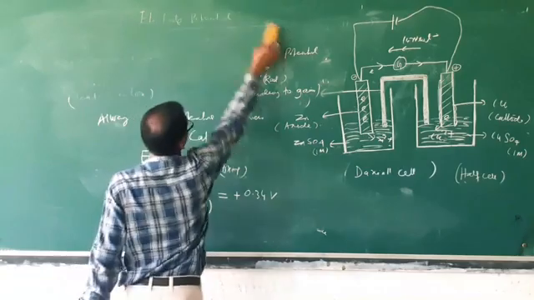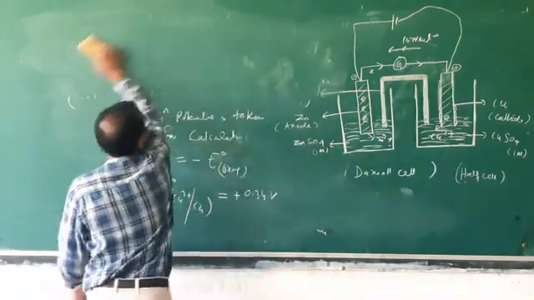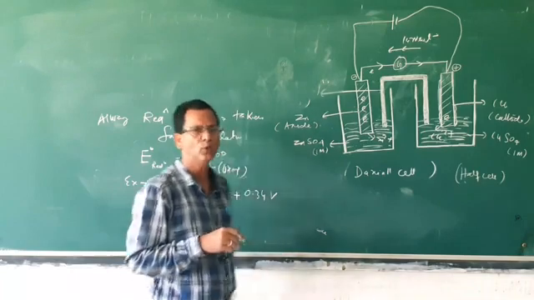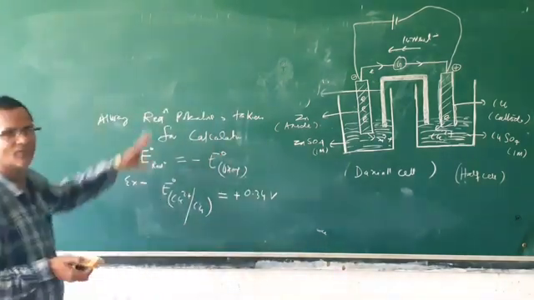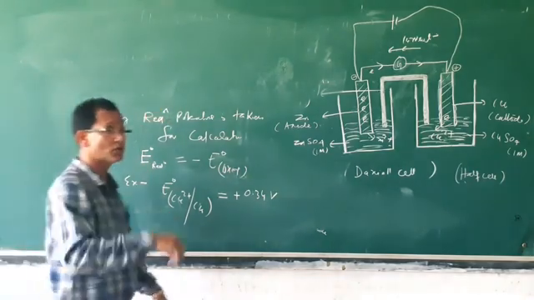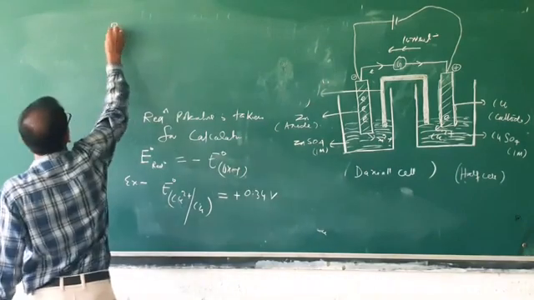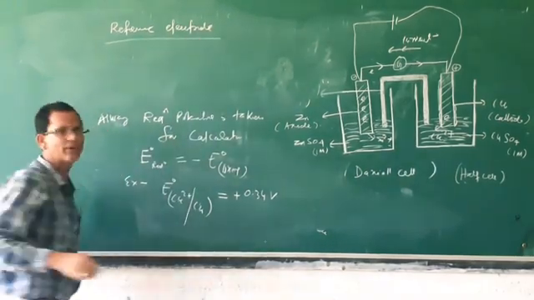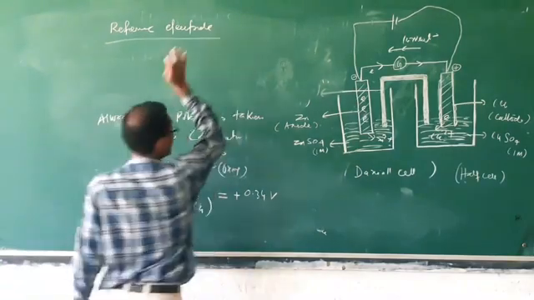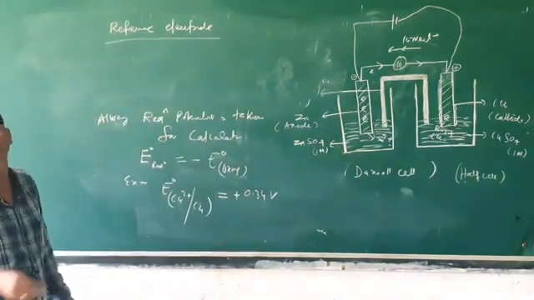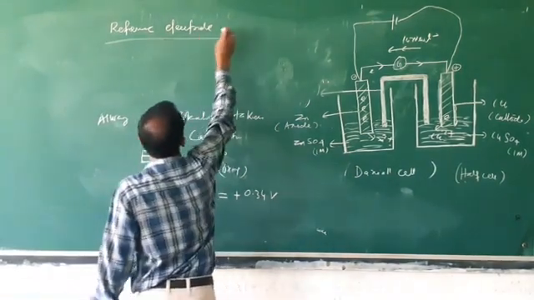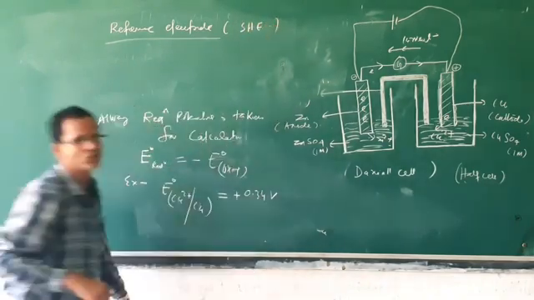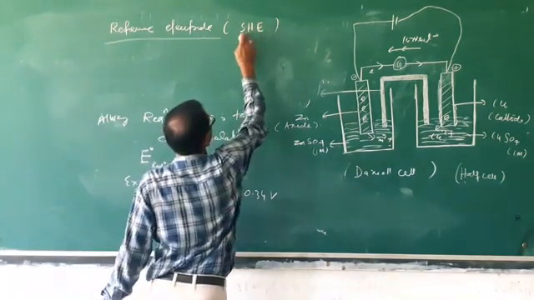How is it measured? How is the potential of an unknown electrode measured? The potential of an unknown electrode is measured by knowing the potential of a known electrode. What are the known electrodes? Generally the reference electrode and the hydrogen electrode. For calculation of the E naught value, generally hydrogen is taken as the standard electrode. This is called the reference electrode, taken as SHE, standard hydrogen electrode. SHE full form is standard hydrogen electrode.